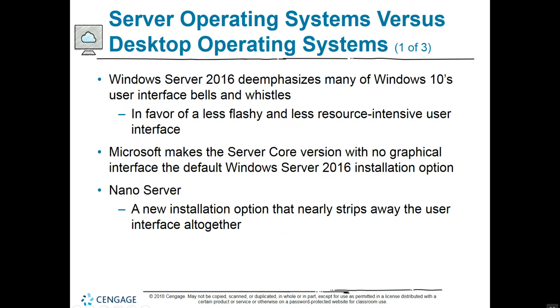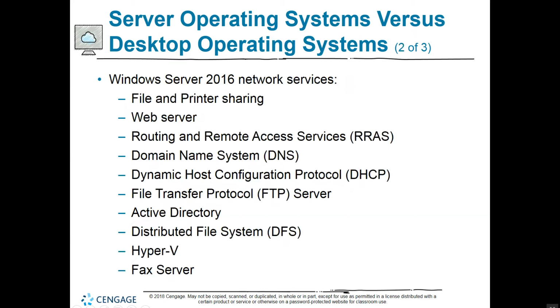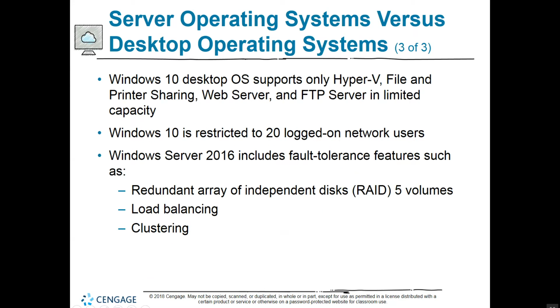Now we can create Nano Servers. It's a new installation option that nearly strips away the user interface altogether. Okay. In Windows Server 2016, the network services, we have file and print sharing, web server, RRAS, DNS, DHCP, FTP, Active Directory, DFS, Hyper-V, fax server. We've got so much going on with this version.